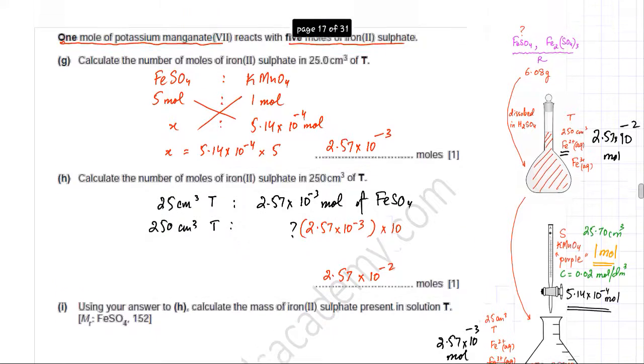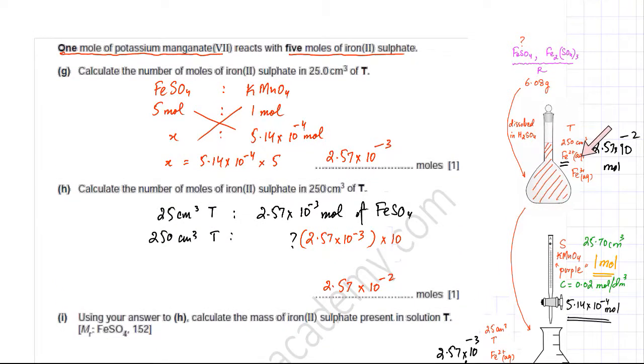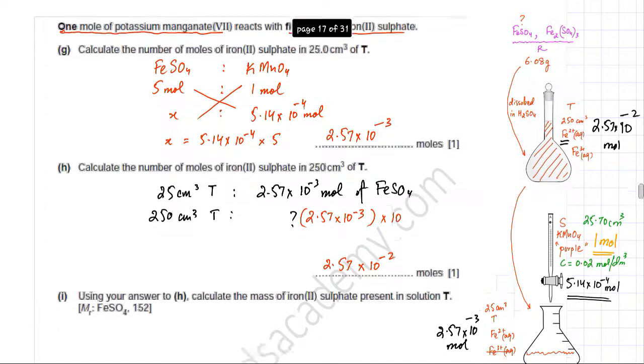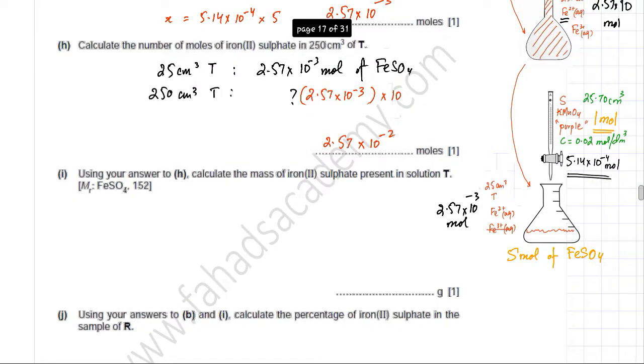Now we've been able to find the moles of FeSO4 in this volumetric flask over here. They were 2.57 into 10 to the power minus 2 moles, and all these moles were coming from this original quantity of R that was dissolved and from which the solution was made. So we've basically figured out the moles of FeSO4 in this sample R, because all the moles of FeSO4 in this flask are coming from this sample R. So in the next part, he's now asking us, using your answer to H, calculate the mass of iron 2 sulfate present in solution T.